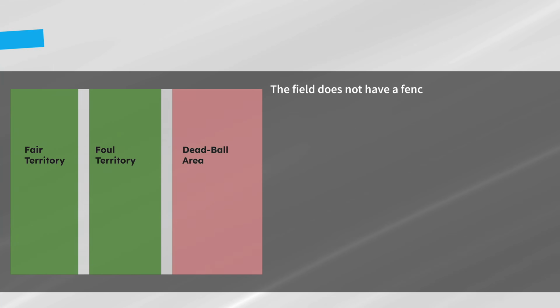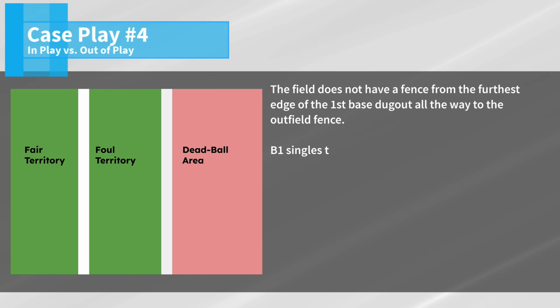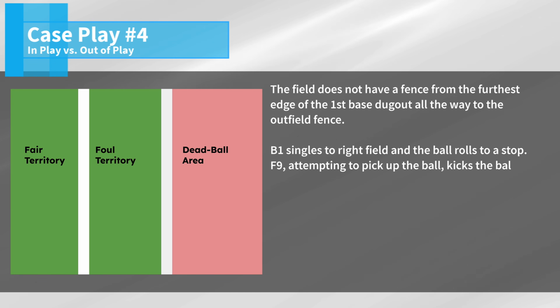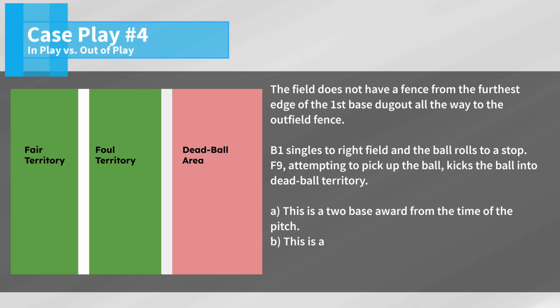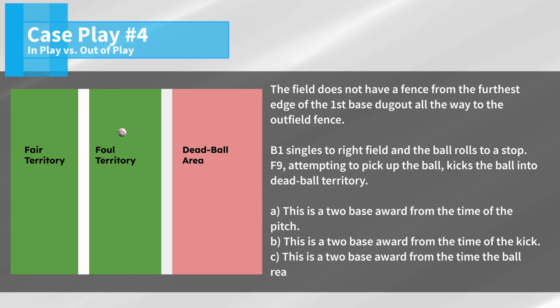Case play number 4. The field does not have a fence from the furthest edge of the first base dugout all the way to the outfield fence. B1 singles to right field and the ball rolls to a stop. F9, attempting to pick up the ball, kicks the ball into dead ball territory.